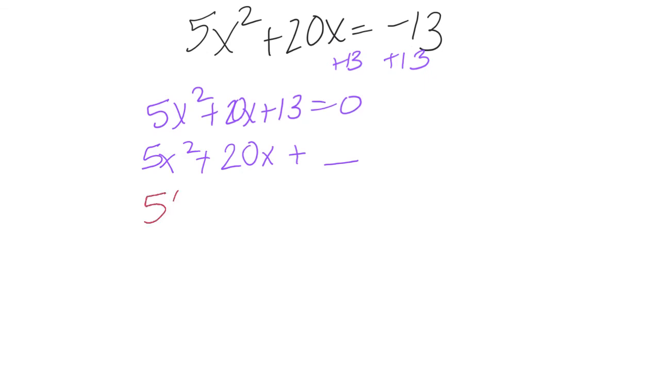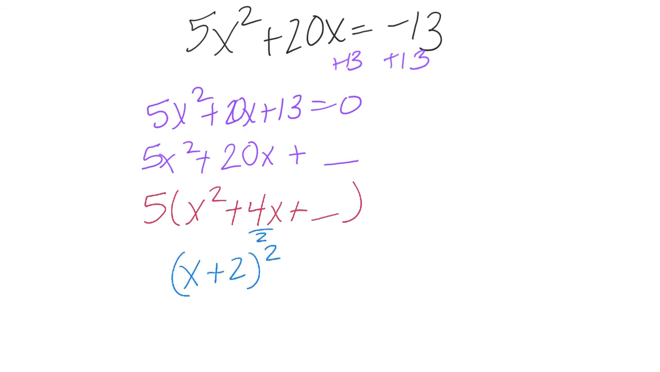Okay, so what we need to do next is take out the 5. And then we need to take this 4, divide it by 2. We get x plus 2 all squared. Don't forget to bring down your 5. 2 squared is 4. 5 times 4 is 20. And how do I get from 20 to 13? I minus 7. So, and then that whole shebang equals 0.